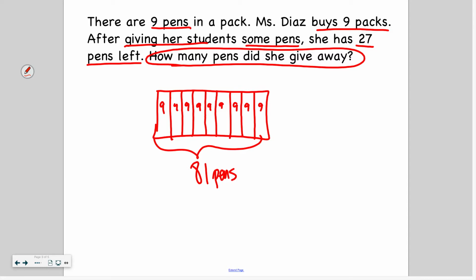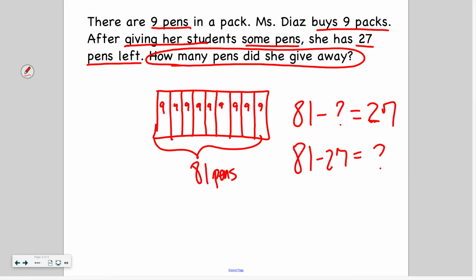And then she gives some away. So she gives some away, and she's left with 27. So I can reverse this. 81 minus 27 will give me how much she gave away. So let's go ahead and subtract that. 1 minus 7 I can't do, so I'm going to regroup. 7 tens, and I give 10 to the ones place. So I have 11 ones now. 11 minus 7 is 4. 7 minus 2 is 5, so 54.